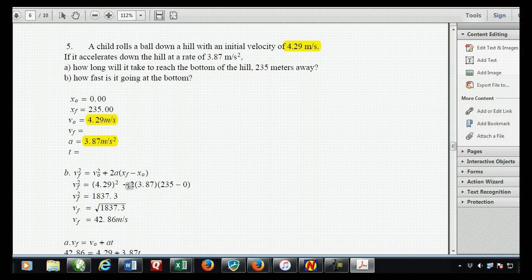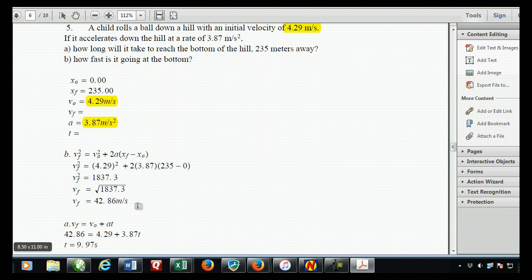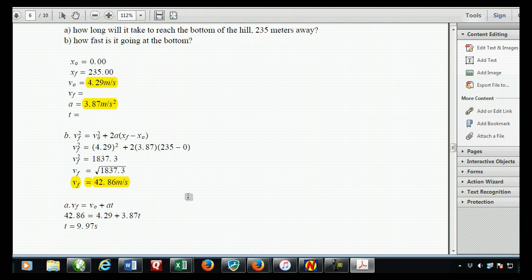I'll plug into the second equation. I have some initial, I have some acceleration. I did the math, squared that, took the square root. My answer is 42.86. Next equation says VF equals V naught plus AT. Love that baby equation. Since I just found the final velocity, I know the initial velocity, solve for T.